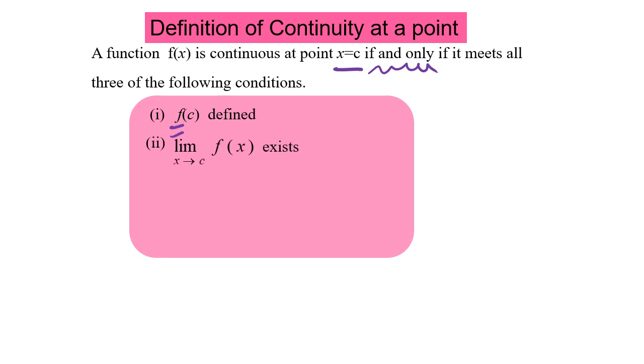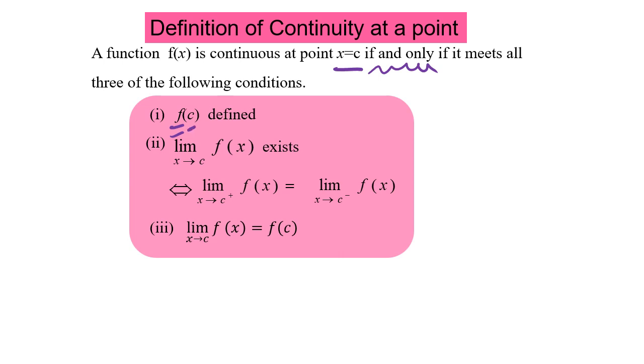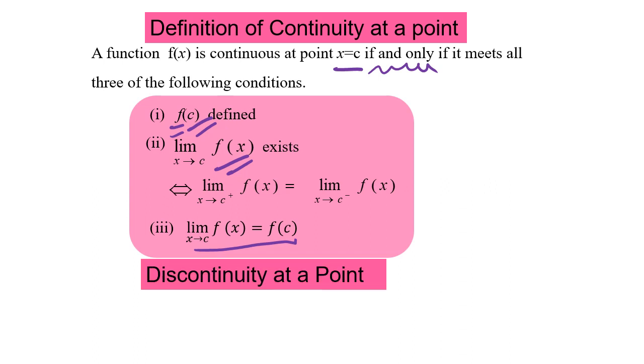And then the second one, the limit of f(x) as x approaches c exists. What it means by the limit existing at x equal to c is that the limit from the left hand side and the limit from the right hand side are equal. And then the last one, point 1 and 2 are the same. So f(c) is equal to the limit of f(x) as x approaches c. So they have to meet these three conditions.